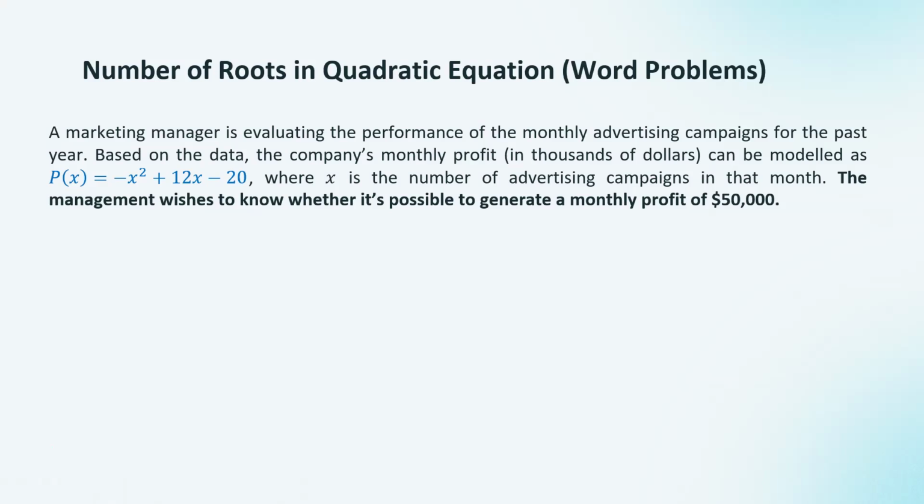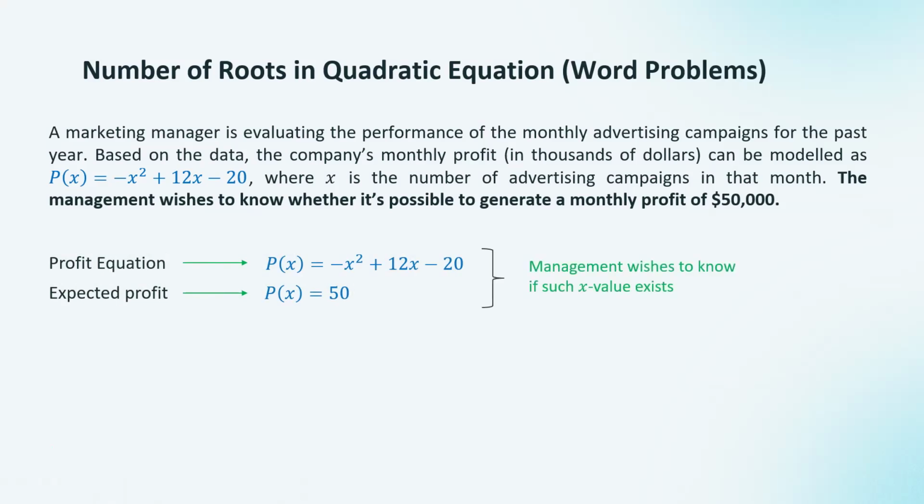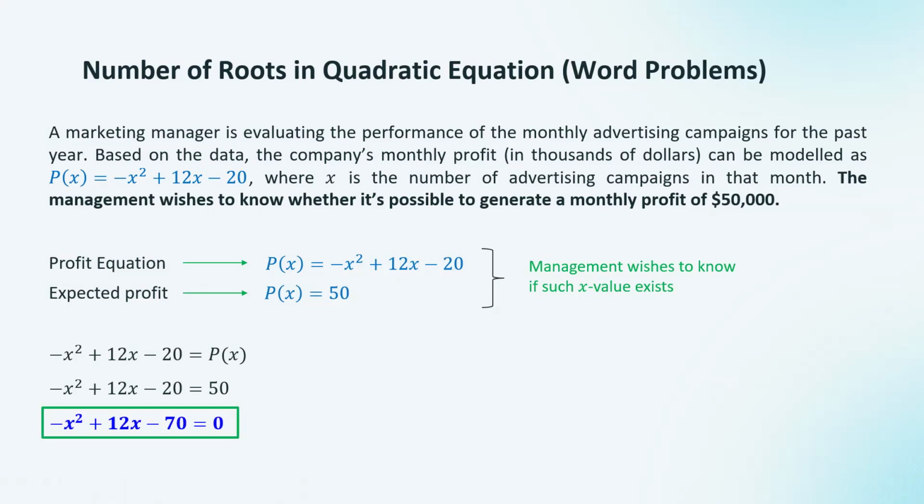Right, so let's try to gather up all the known information. The first one, we know that this is the profit equation. The second one, the targeted profit is actually 50. Now, the management wishes to know whether we can have an x value such that P of x can be equal to 50. So we can try to do the math. We can try to input P of x equals 50. And then we can try to simplify this so that we get a nice quadratic equation.